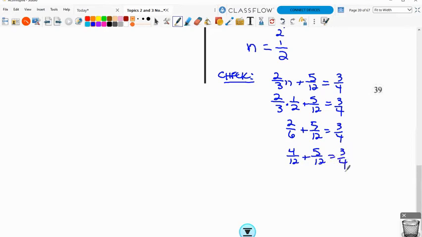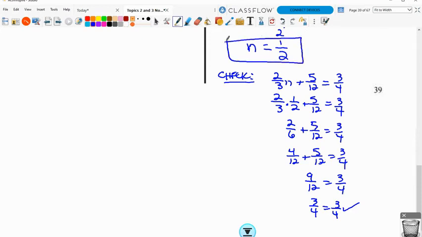Now when I add 4/12 and 5/12, I get 9/12 equals 3/4. And then if you simplify the 9 and the 12, if you divide both of those numbers by 3, you will indeed get 3/4 equal to 3/4. So the equation checks, and I know that n had a value of 1/2.